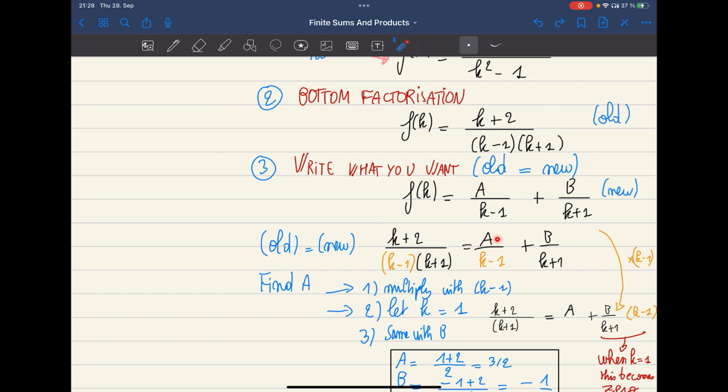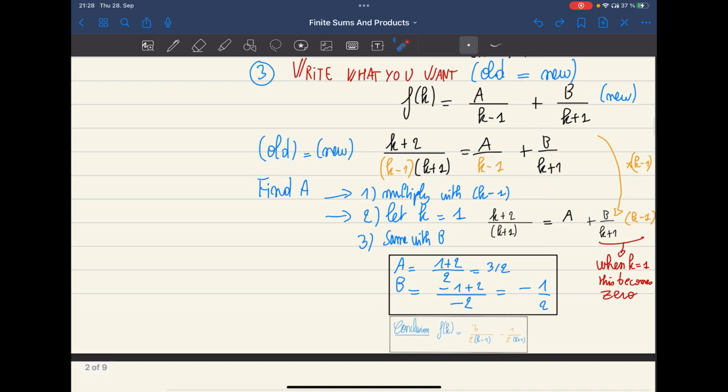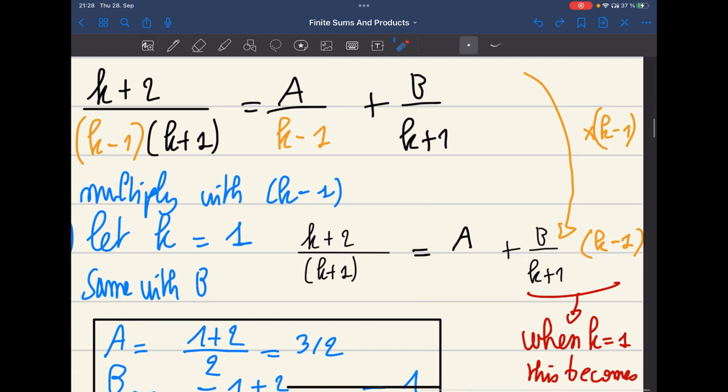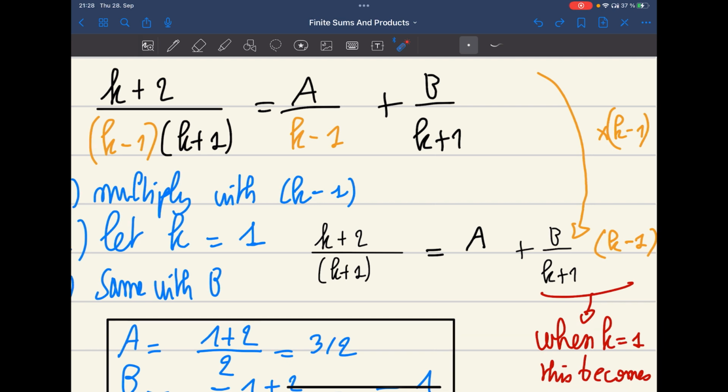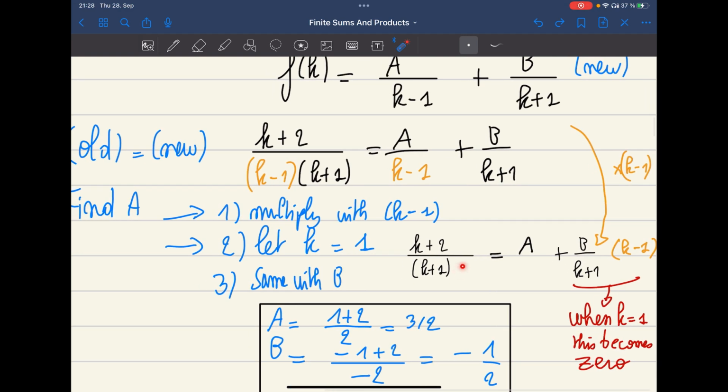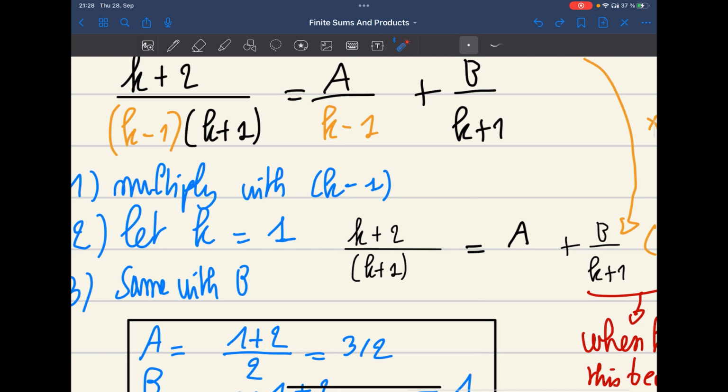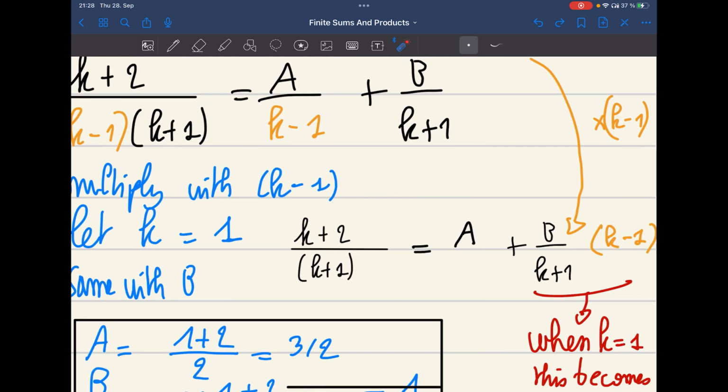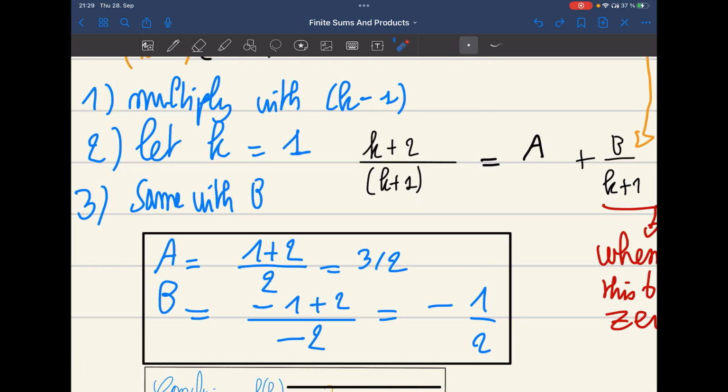So now how do we find a? We first multiply that by what is below a. And when you do so, it looks like that. And then you can just replace k by the root, which is 1. So if you replace k by 1, then this goes away. And here, since it was in here before, and then we multiply, this goes away, which means that it's not going to cancel when we put k equal to 1. Therefore, there will be something, and this is going to be a. We replace k by 1, and we have 3 divided by 2.